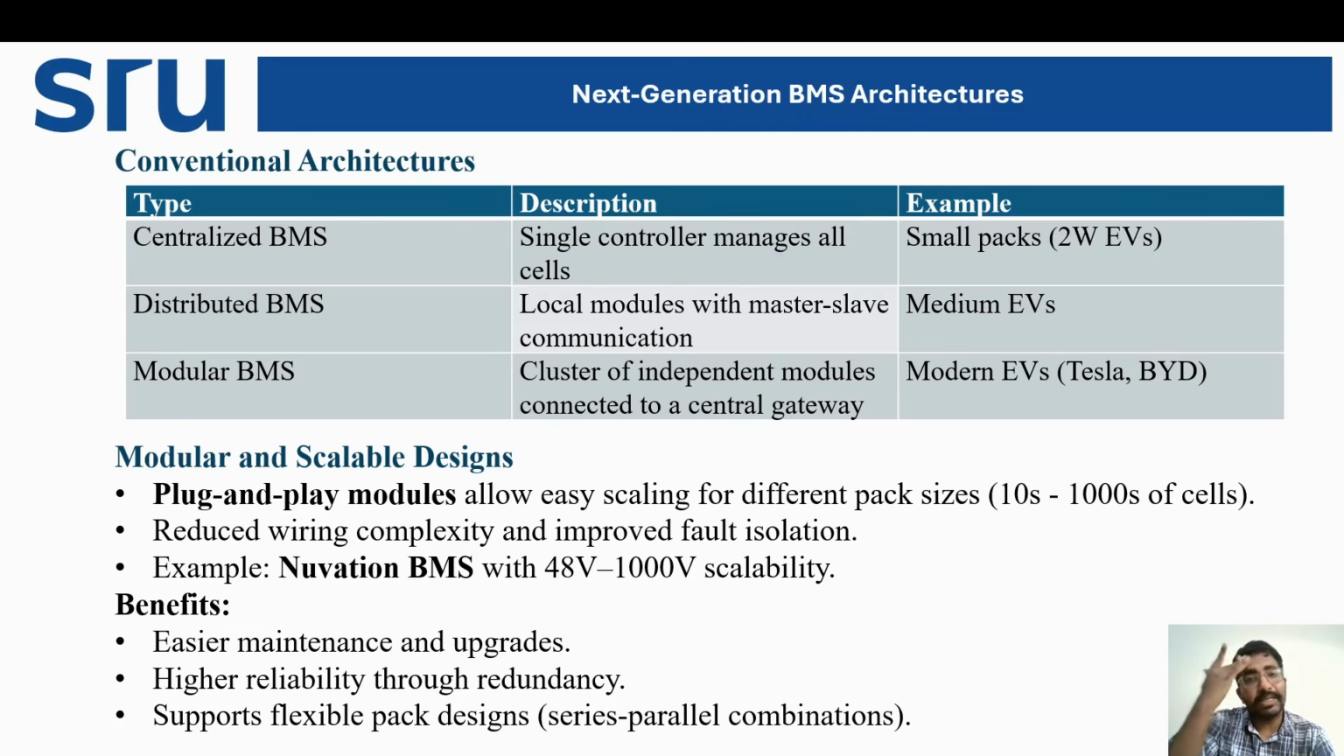Now coming to the conventional architecture. As already mentioned, there are three broad designs: centralized BMS, distributed BMS and modular BMS. In centralized, only one BMS system will be there. A single controller manages all the cells. Local modules with master slave communication will be used for distributed BMS. For small packs, like two wheeler electric vehicles, we will go for centralized. Centralized suits small size because centralized means a lot of communication channels or wiring need to be done.